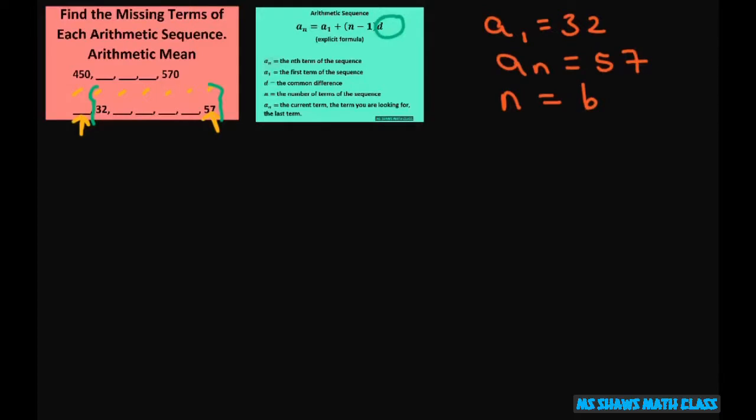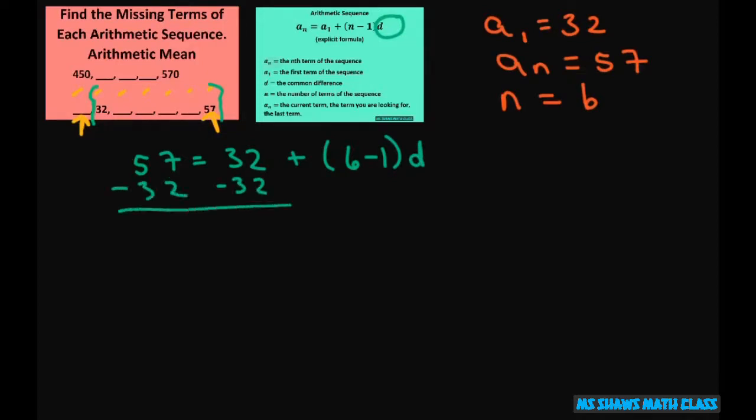Alright, so now let's fill in our formula. We have 57 equals 32 plus 6 minus 1 times your common difference. Subtract 32 from both sides. So this is going to give you 25 equals 5d. And divide both sides by 5 and you get d equals 5.